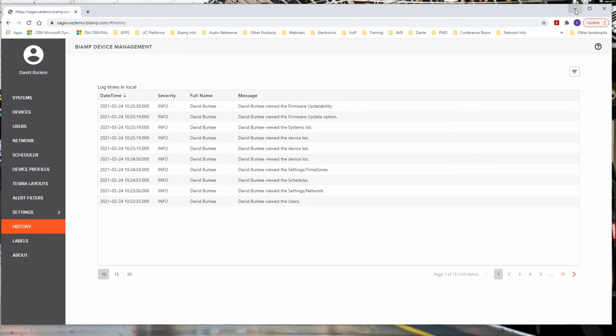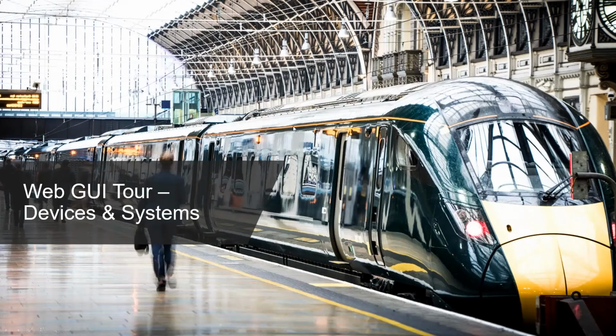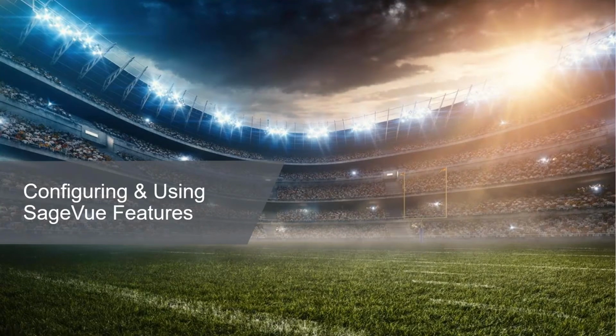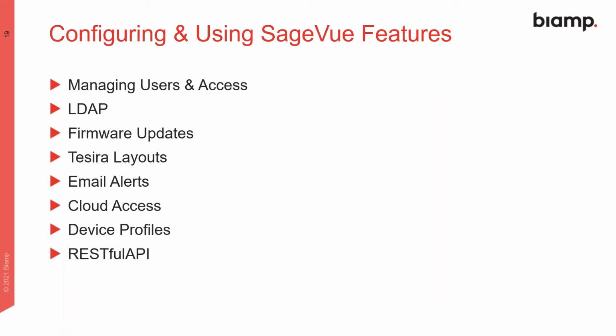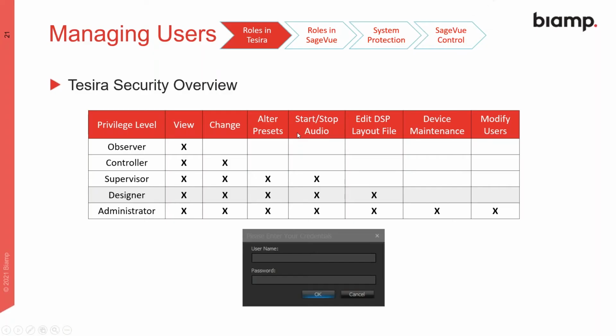Okay, I want to move away from the web GUI now and talk a little bit more about some of these additional features in more depth. In particular, I want to start out with managing users and access into SageVue. And so we have a number of ways here that we can sort of limit or control access to SageVue itself. And then once you're in SageVue, limit and access control to the devices that SageVue's managing.